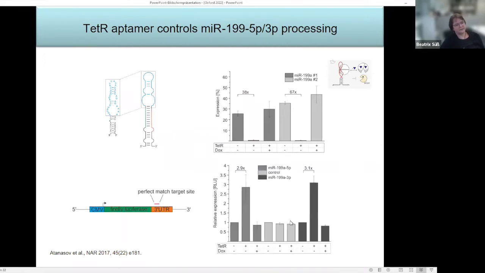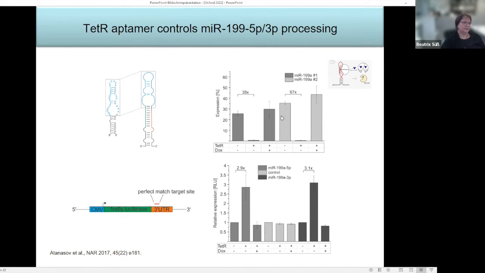And as a next step, then we had a reporter assay, luciferase, and in the 3' UTR, we cloned the perfect match of our microRNA's target site.